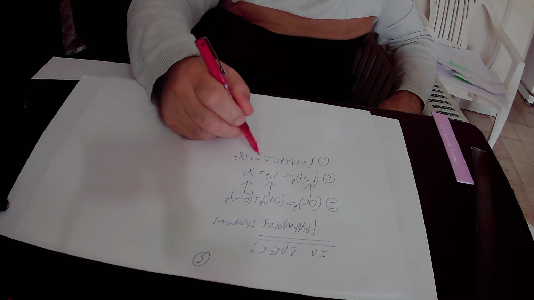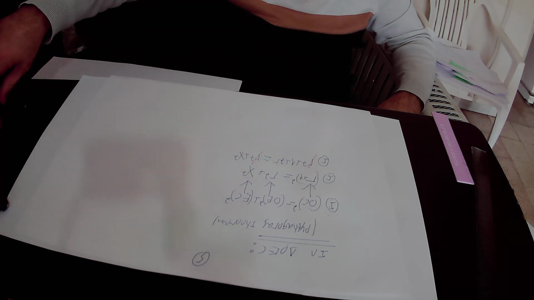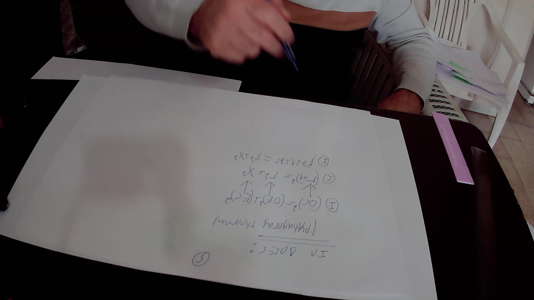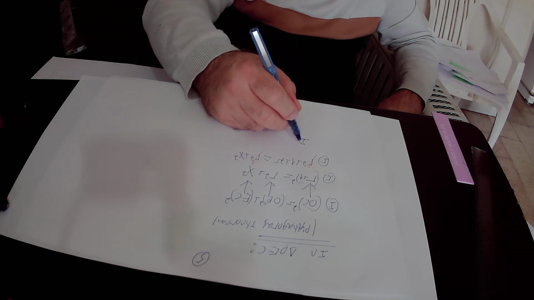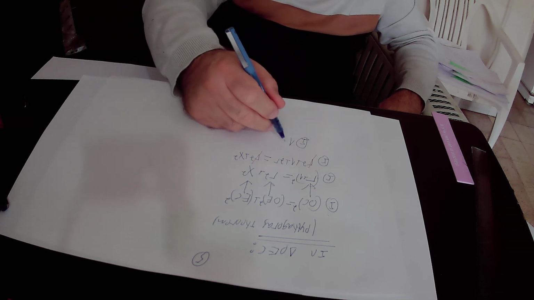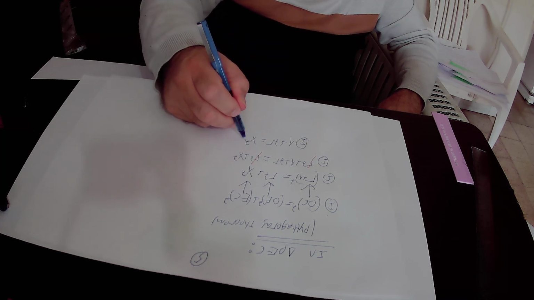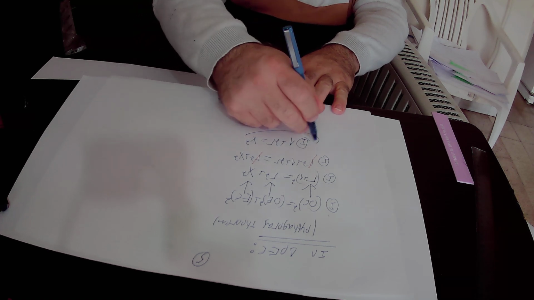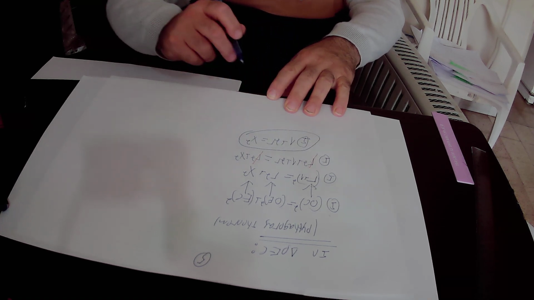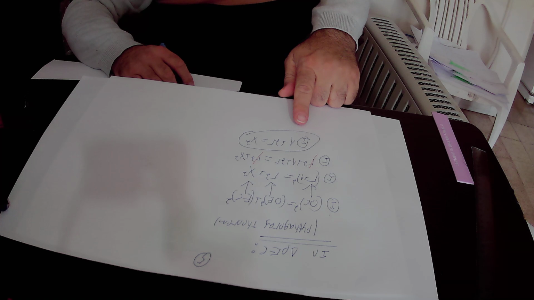And what is left after we cancelled R squared? What is left is actually 1 plus 2R equals X squared. So we found out that according to equation number 1, 1 plus 2R equals X squared.